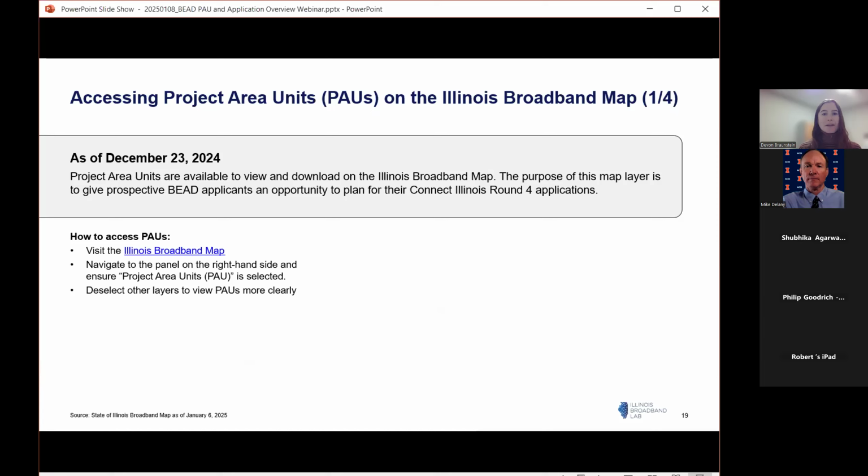So the project area units are now available on our Illinois broadband map as a layer. You can both view them, toggle, click, and get different information. And then you can also download that data set to use for any sort of GIS mapping and analytics purposes on your end.